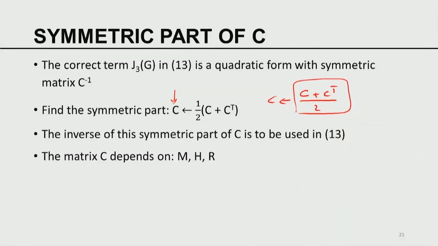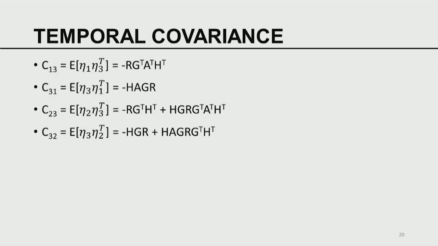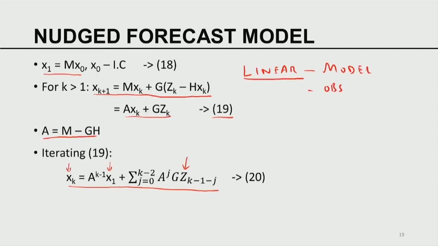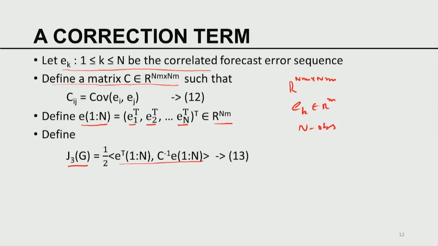Now the correction term J3, okay, now look at this now. The correction term J3 in 13, let's go back. So 13, this is the new J function. C inverse is to be used here, please understand. It is generally the case that I need to know the weight matrix. If I am going to consider the weighted least squares, I need to know the weight matrix. Weight matrix is C inverse. I have computed C. So in principle, I can compute C inverse.